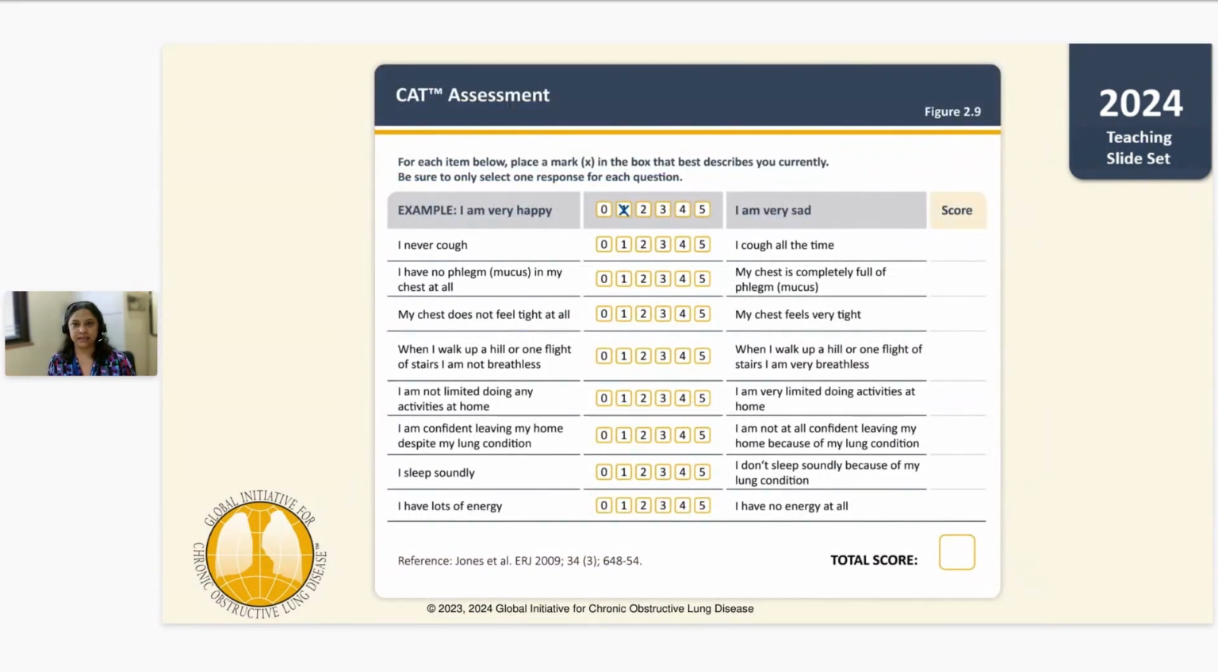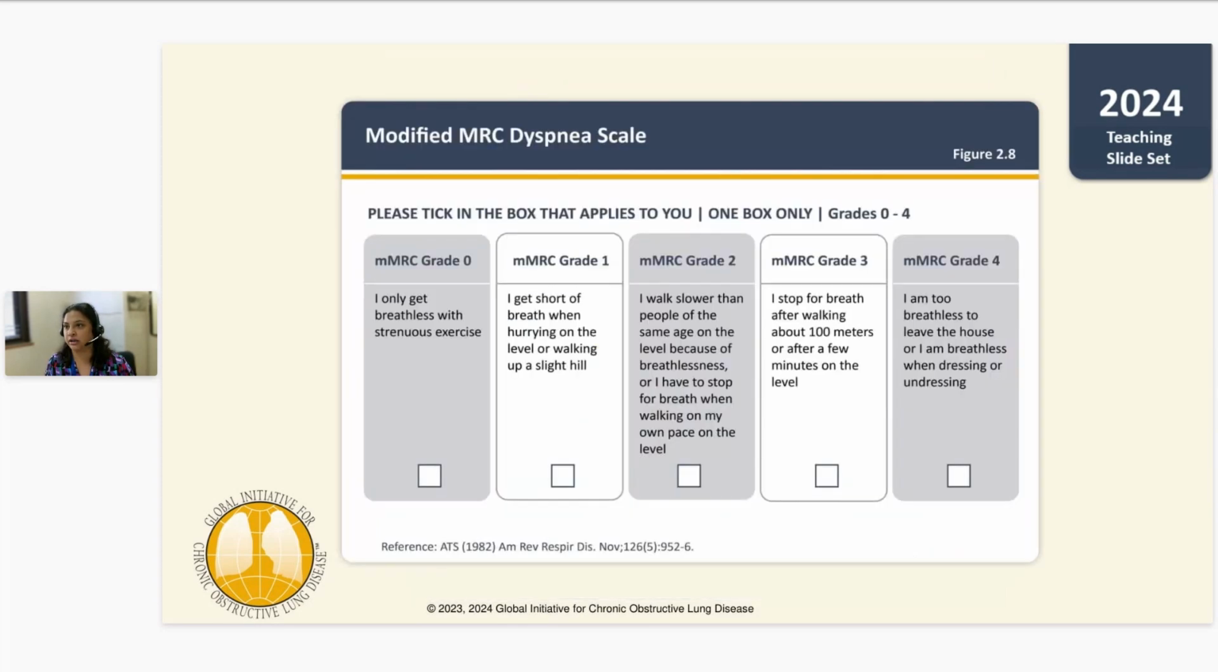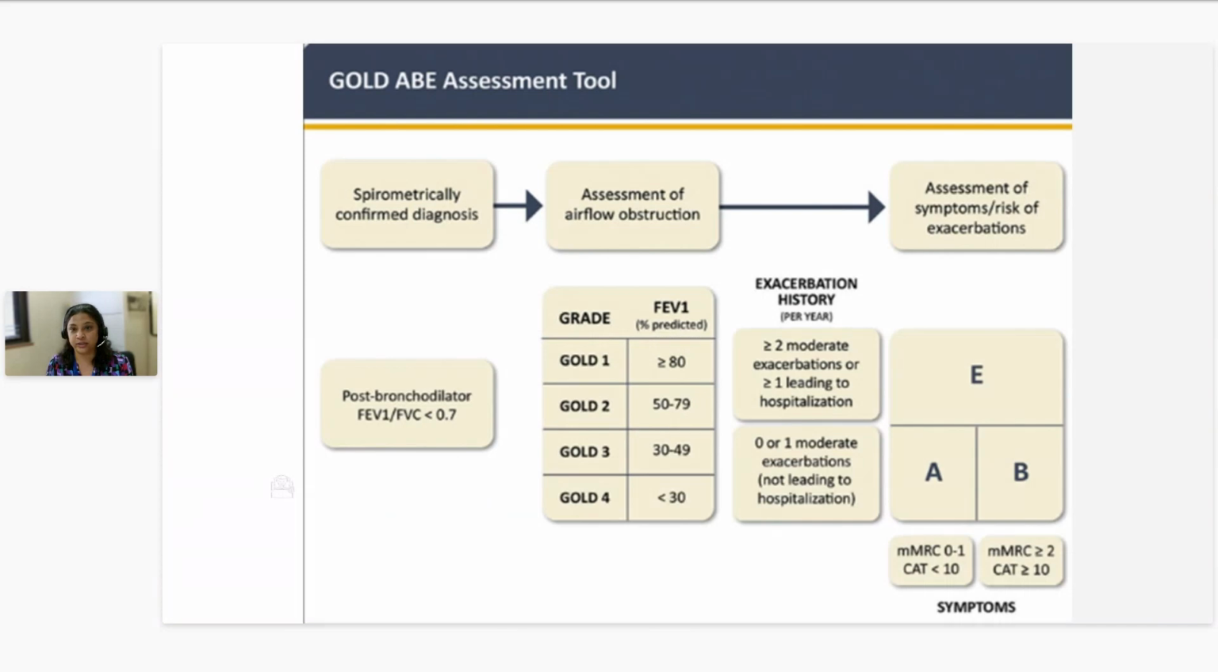The CAT assessment similarly has symptoms of dyspnea that patients can describe how severe their symptoms are, whether they're coughing all the time or never. Are they producing phlegm? Do they have chest tightness? Do they get dyspnea with exertion? The maximum score here is 40, but a score of greater than or equal to 10 or an MMRC score of greater than or equal to 2 would be considered severe. So then, based on the exacerbation history and the symptoms, we can categorize a patient as group A, B, or E for their COPD.